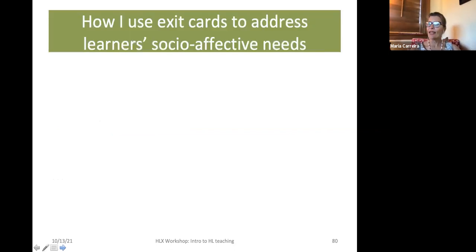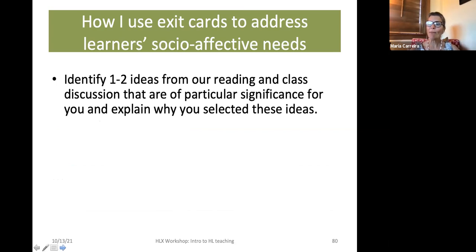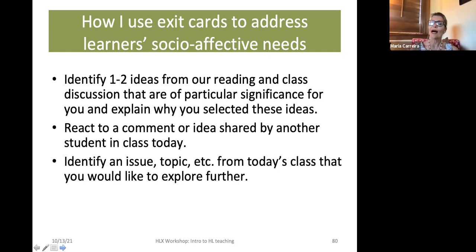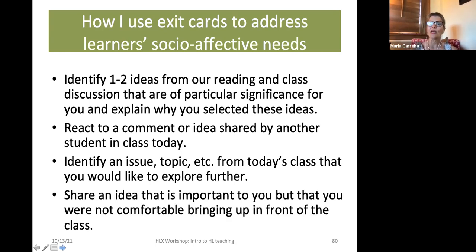So that's done with exit cards too. So I might ask any of these prompts: identify 1 to 2 ideas from reading today and class discussion that are of particular significance for you and explain why you selected these ideas. React to a comment or an idea shared by a student in class today. Identify an issue, a topic from today's class that you would like to explore further. Share an idea that's important to you, but you were not comfortable bringing up in front of the class.